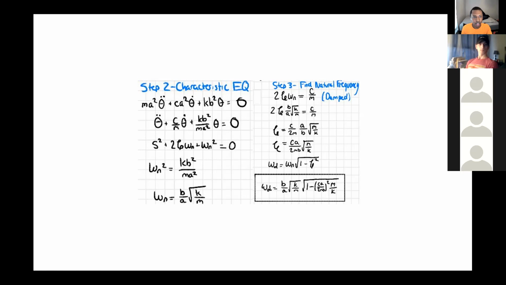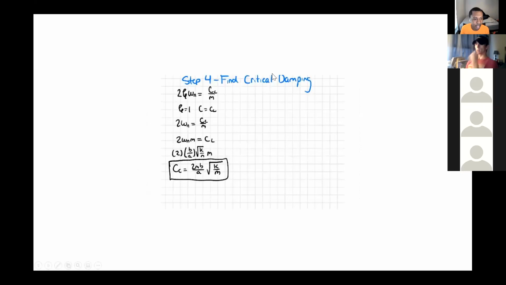So if this was a critically damped case, would that C just become C critical? Yeah, and zeta would be 1 in that case. Actually, I believe that's the next step. If they ask you to find critical damping, you plug in C critical for C, zeta will be 1, and then you can solve for the critical damping coefficient.